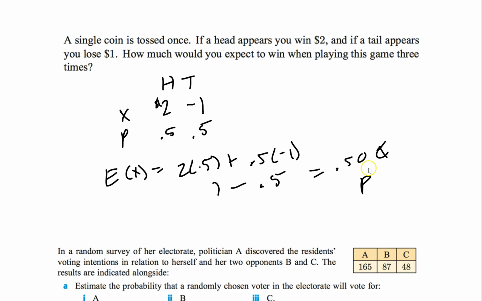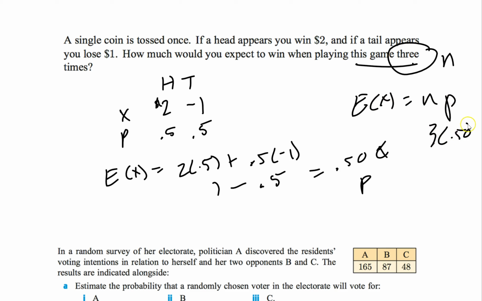Right, that's my probability. So now they're saying, how much do you expect to win when you play the game 3 times? Well, that's my n. Expected value is the same idea still. n times p. So 3 times 50 cents. You win a whopping $1.50. Woo! You could, I don't know, do something with it.